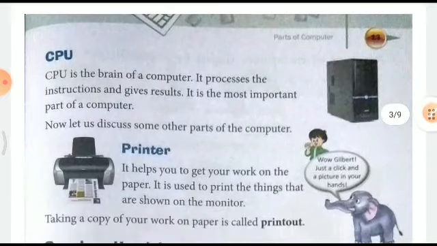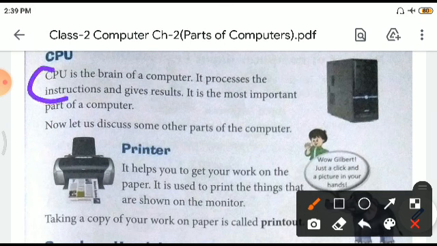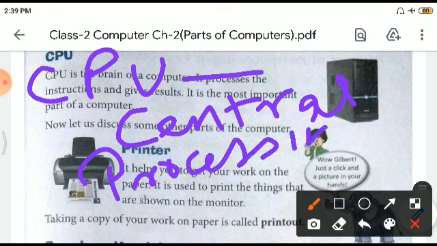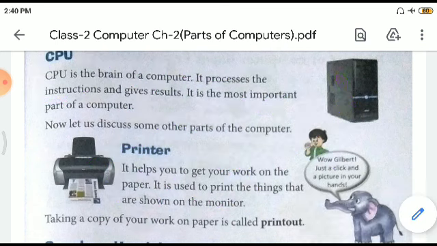Now we come to CPU. It is the brain of the computer. Now see its full form. I'm writing CPU stands for Central Processing Unit. That is CPU. CPU is the brain of a computer. It processes the instructions and gives results. It is the most important part of a computer. Now let us discuss some other parts also.